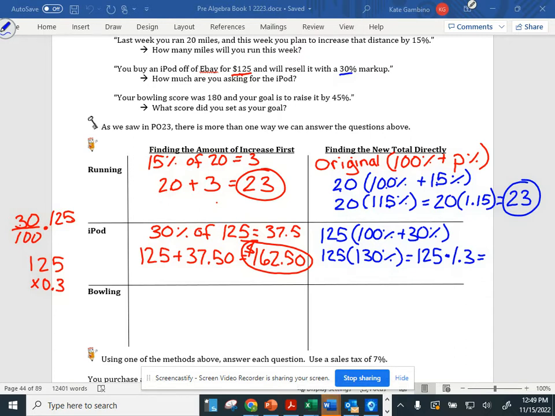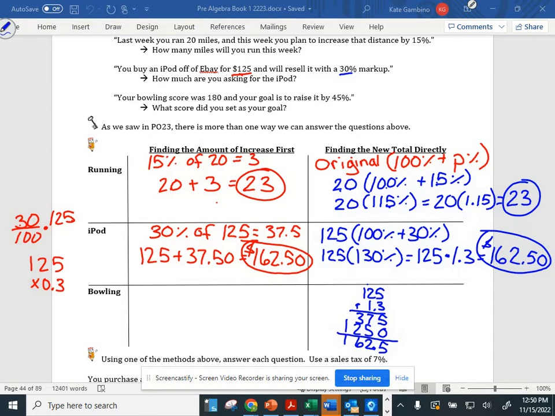So if we did the math, 125 times 1.3 is 375. 1 times 5 is 5, 1 times 2 is 2, 1 times 1 is 1. And I get 162.5, which is $162.50. Same answer. So you can do it either way, you get the same answer.